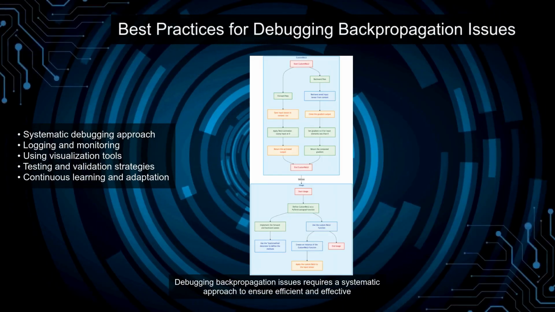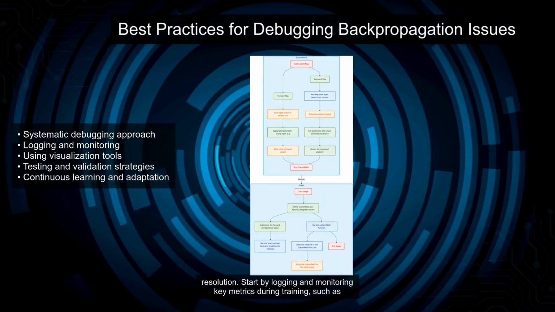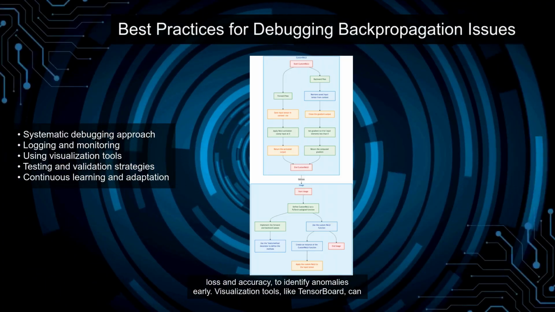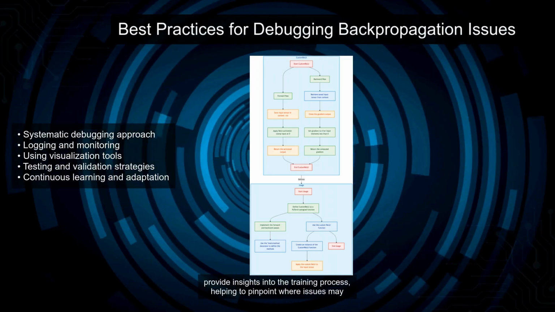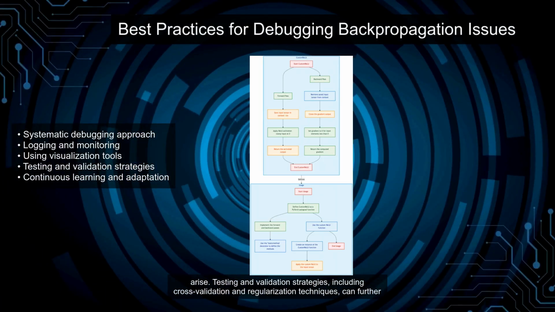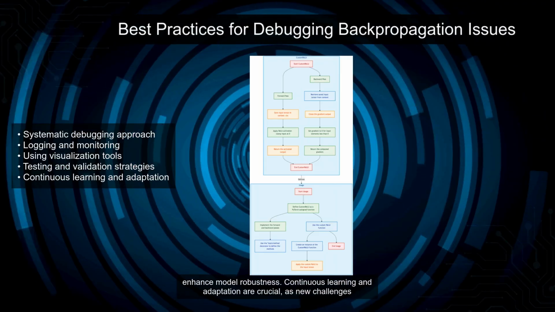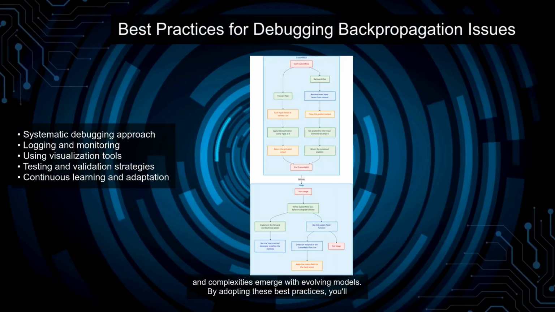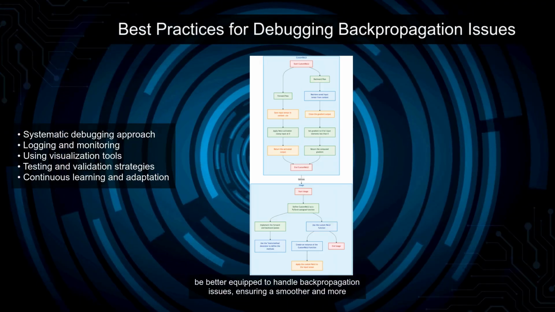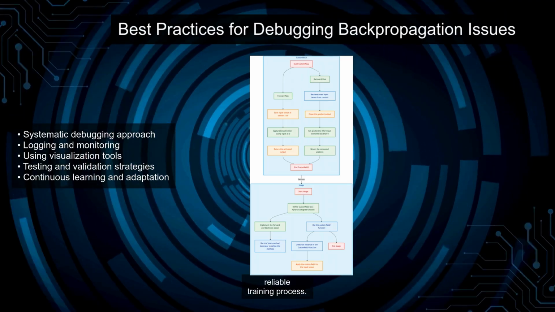Debugging backpropagation issues requires a systematic approach to ensure efficient and effective resolution. Start by logging and monitoring key metrics during training, such as loss and accuracy, to identify anomalies early. Visualization tools, like TensorBoard, can provide insights into the training process, helping to pinpoint where issues may arise. Testing and validation strategies, including cross-validation and regularization techniques, can further enhance model robustness. Continuous learning and adaptation are crucial, as new challenges and complexities emerge with evolving models. By adopting these best practices, you'll be better equipped to handle backpropagation issues, ensuring a smoother and more reliable training process.